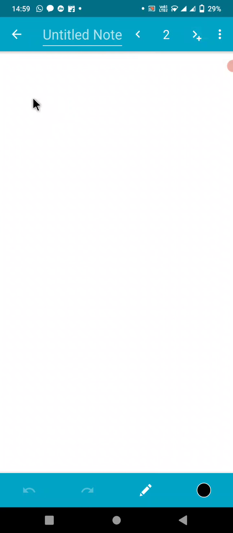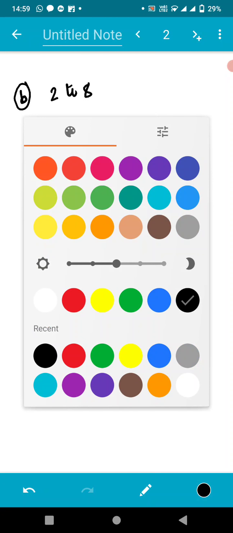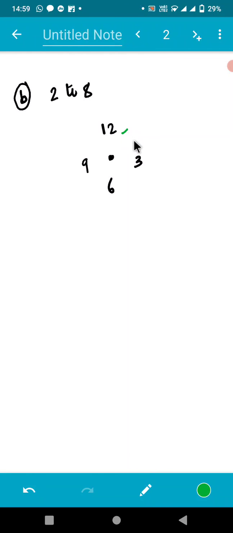Now let's move on to sum number B. Now in sum number B, what do we have? 2 to 8. So the hand is moving from 2 to 8. Now we will write this 12, 3, 9 and 6. Assume this as a clock. Okay. Now this you consider as 1, 2, 4, 5, 7, 8, 10 and 11.